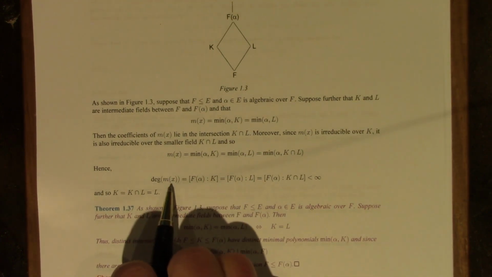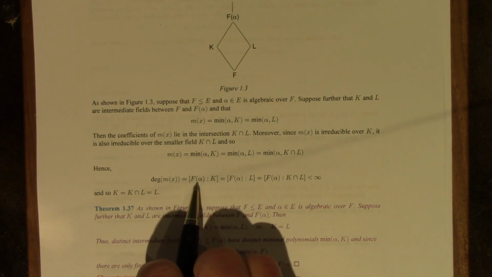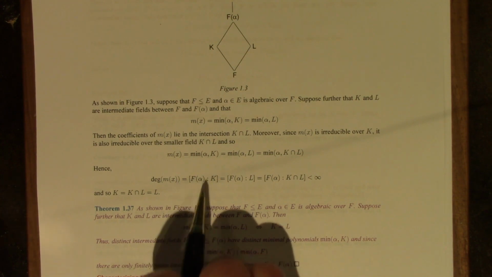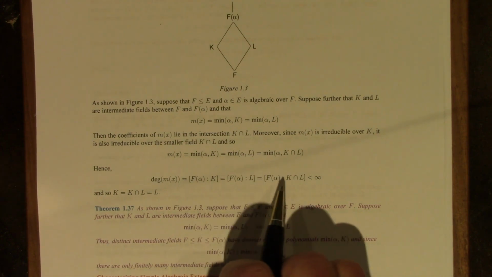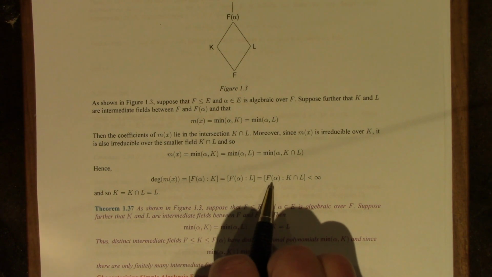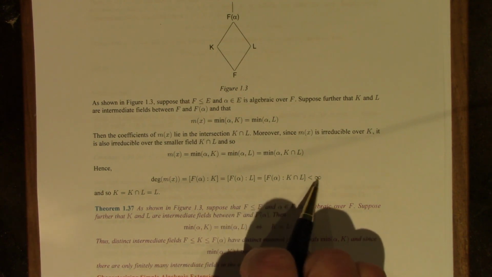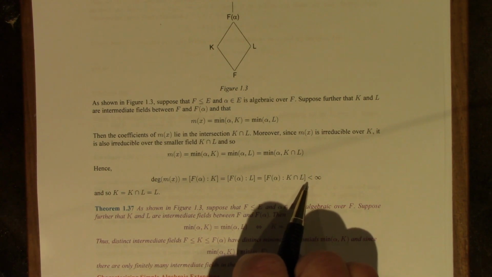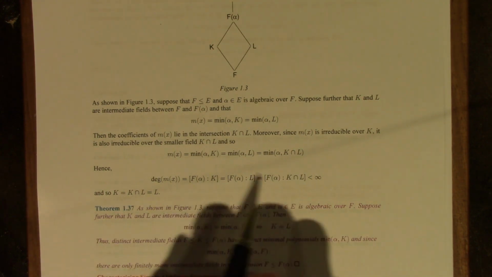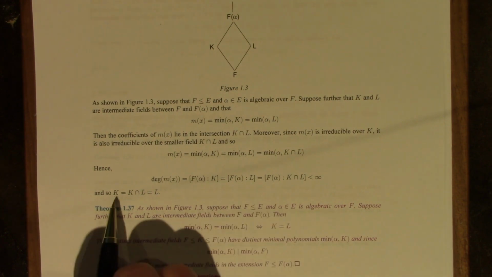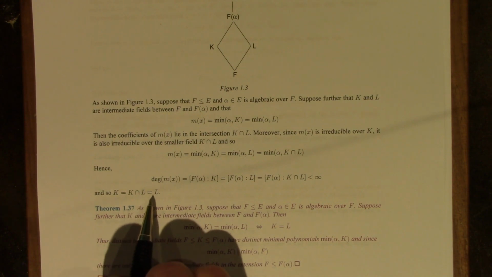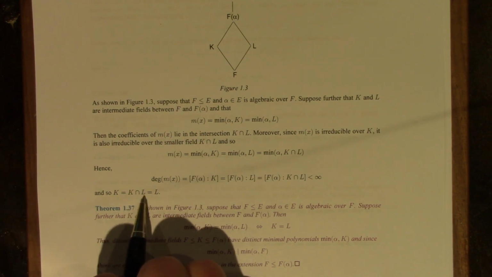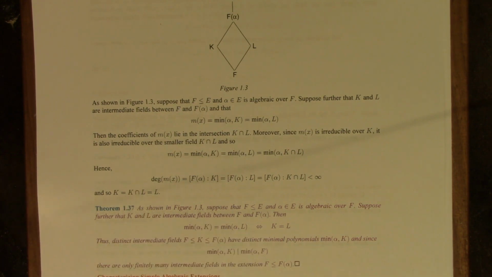Therefore, the degree of M of X, which is the same as the degree of F of alpha adjoined over K, and the same as F of alpha adjoined over L, is also equal to the degree of F of alpha adjoined over the intersection, and everything is finite. And therefore, by a degree argument, which I'll leave for you, K is equal to K intersect L. And similarly, there's a symmetry here. L is equal to K intersect L. So K and L are equal.